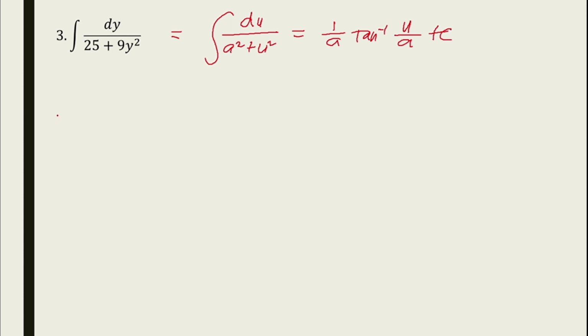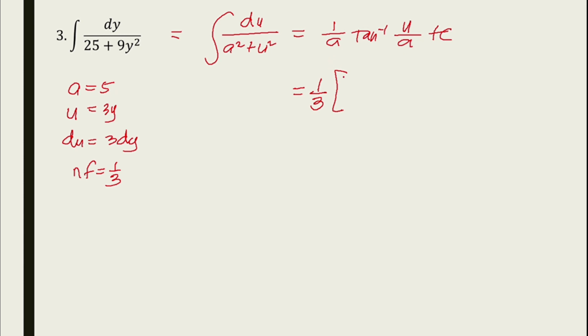So the first thing that we're going to do is to find a. A is equal to 5. Our u is equal to 3y, so our du is equal to 3 dy. Therefore we have here the neutralizing factor of 1/3. You have to write here 1/3.